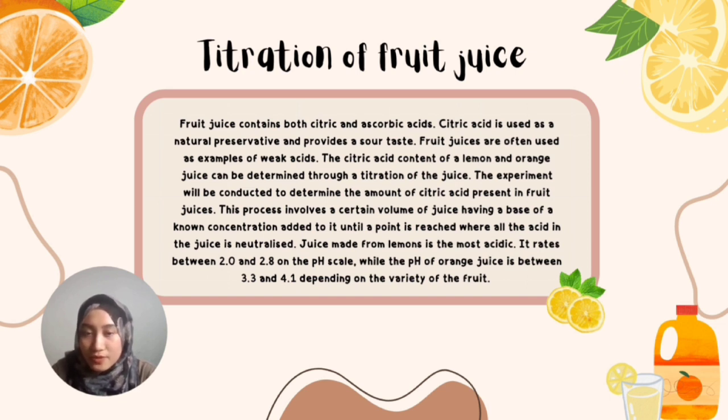This process involves a certain volume of juice having a base of a known concentration added to it until a point is reached where all the acid in the juice is neutralized. Juice made from lemons is the most acidic. It rates between 2.0 and 2.8 on the pH scale, while the pH of orange juice is between 3.3 and 4.1, depending on the variety of the fruit.